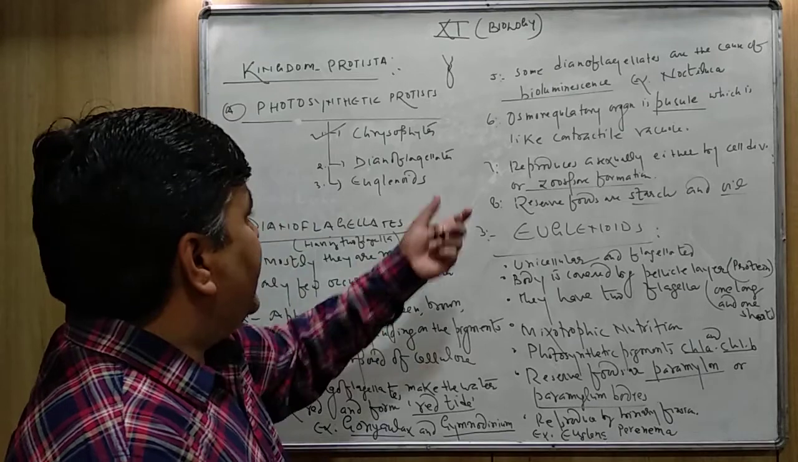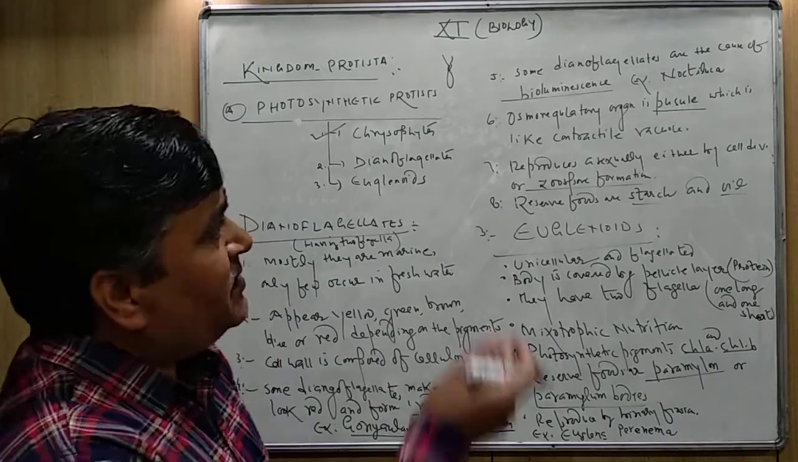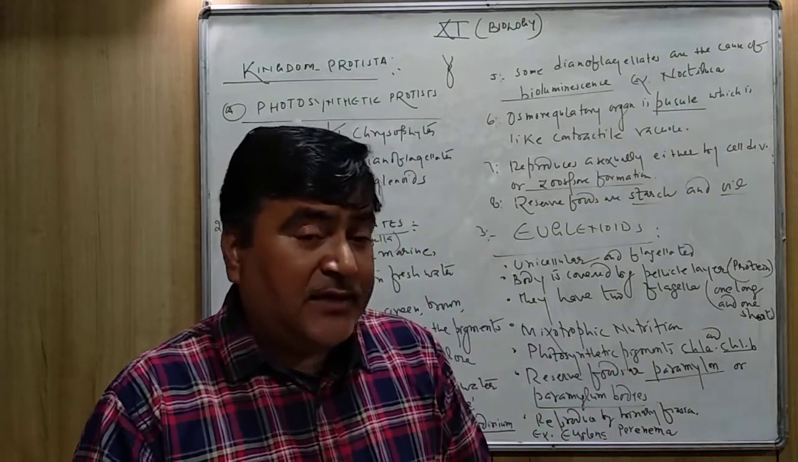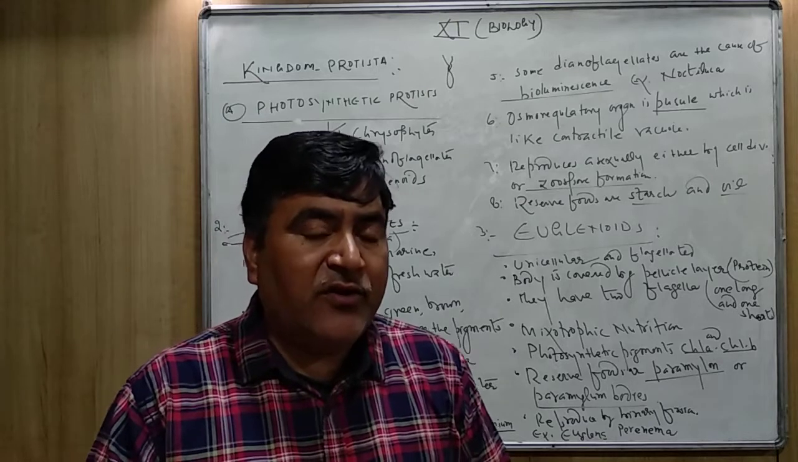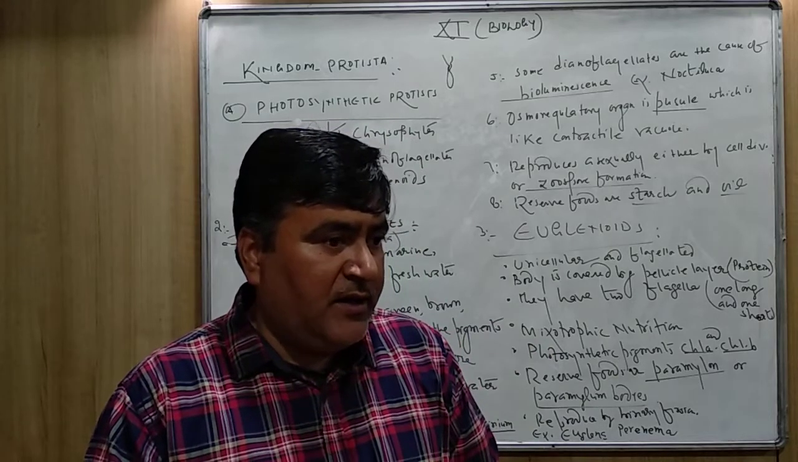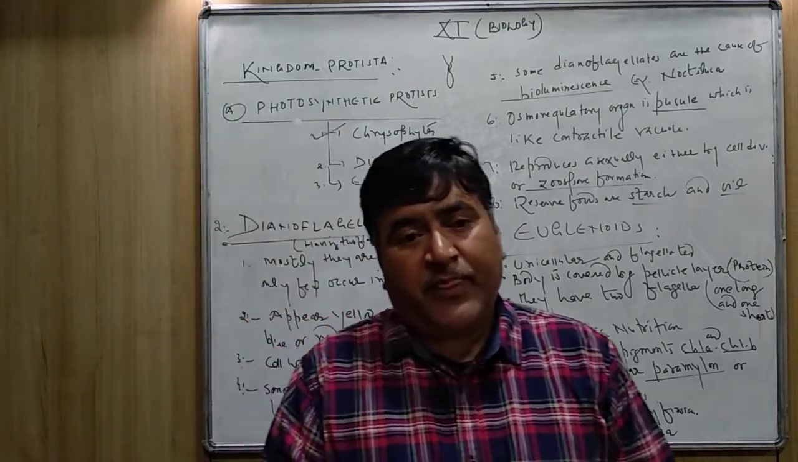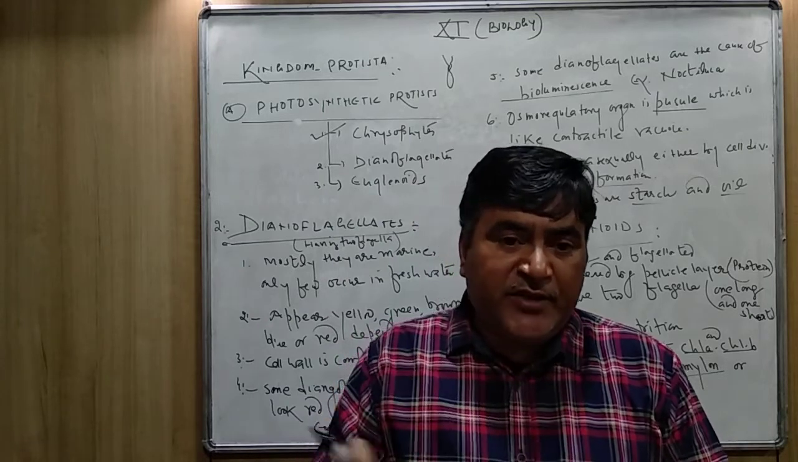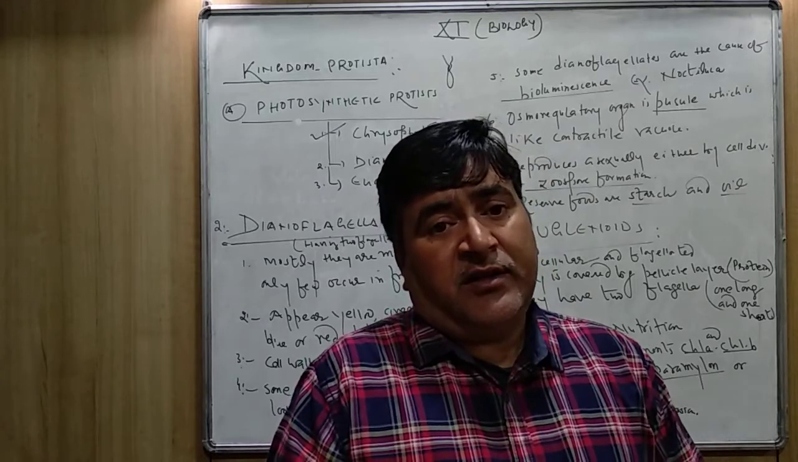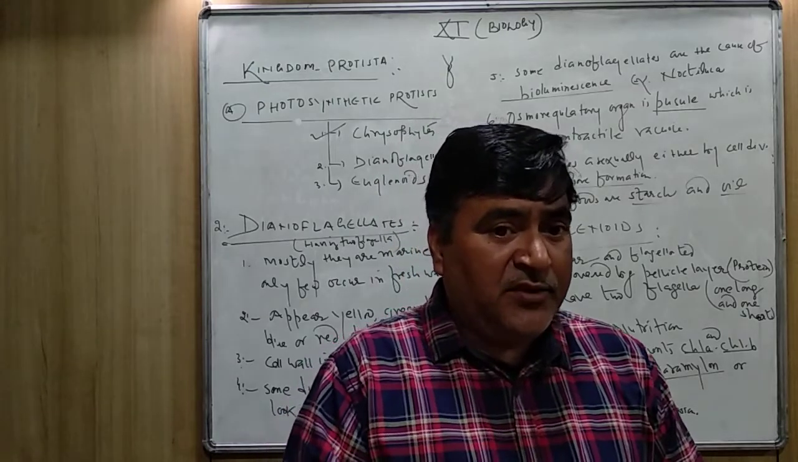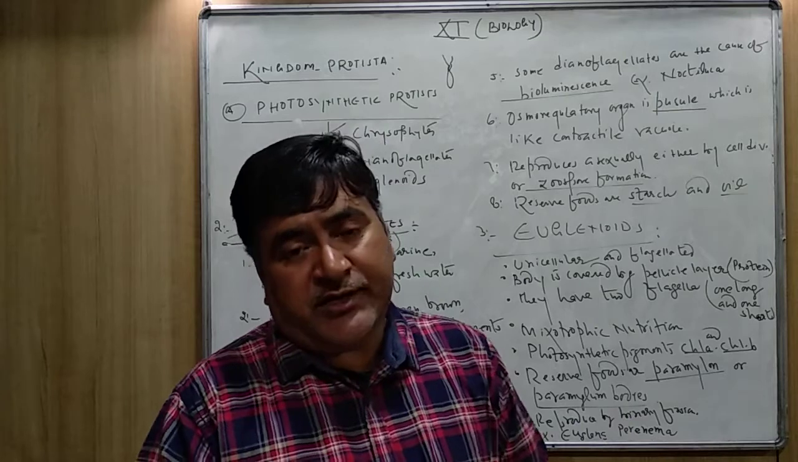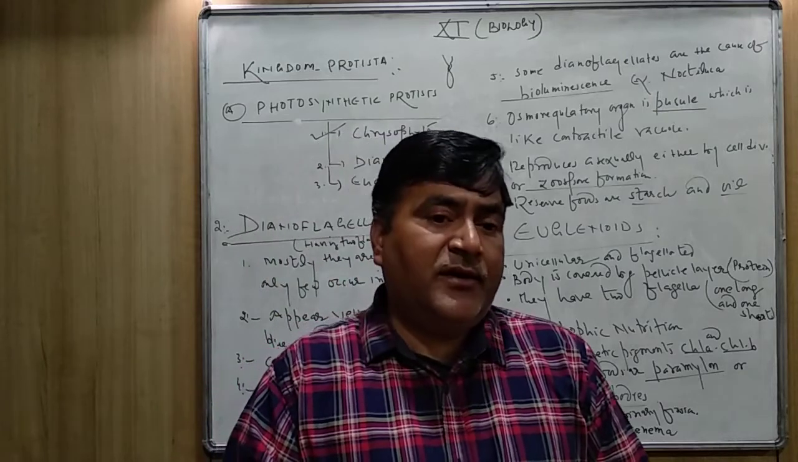So these all are the characteristics of the dinoflagellates. Why have I written all these points? I am going very slow so that you can note down all these points. As I told you, in this chapter, for each group, each kingdom, you have to learn at least 5 to 6 special characteristics. That's why I have written these points on the board.